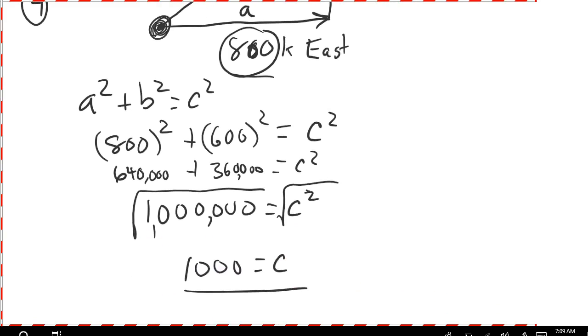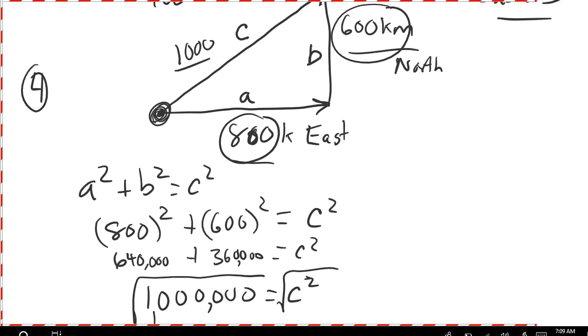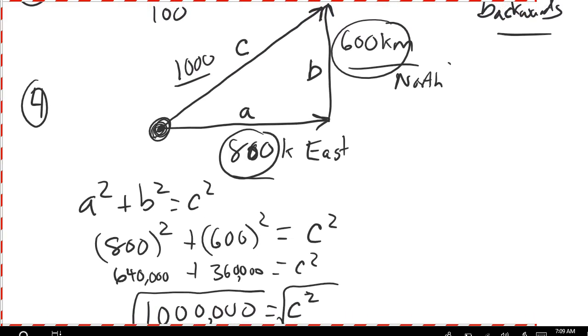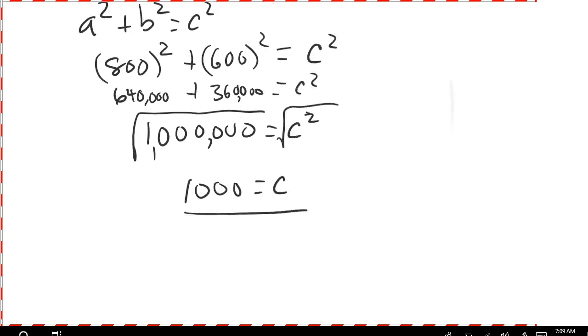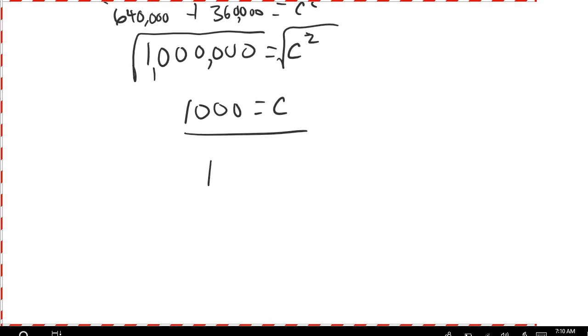And they also ask for approximate direction. In this case, we would say northeast. So our answer would be 1,000 kilometers northeast.